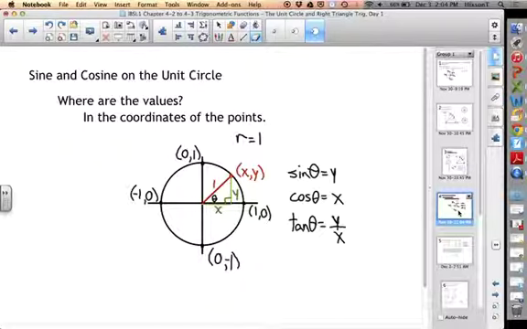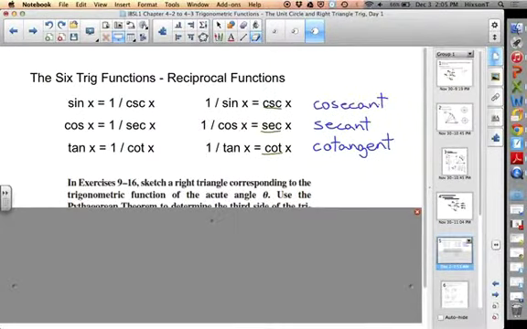We've looked at the three main trig functions, but there are also three other trig functions known as the reciprocal functions. Does anyone know what those are? Secant. There's two more. We had sine and cosine. So cosecant. Cosecant, good. And cotangent. All right, there we go. Those are our six reciprocal functions.